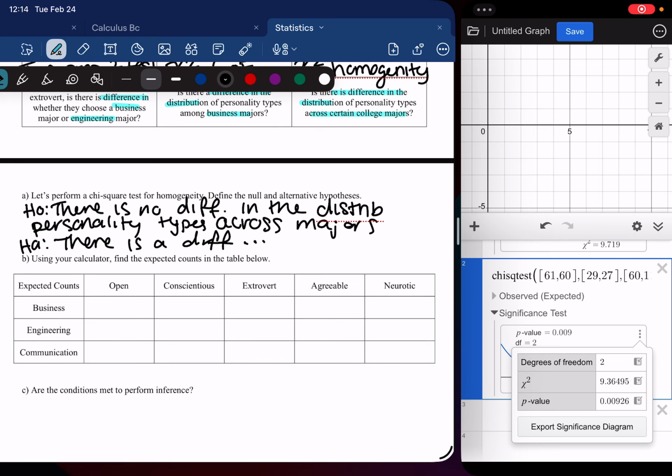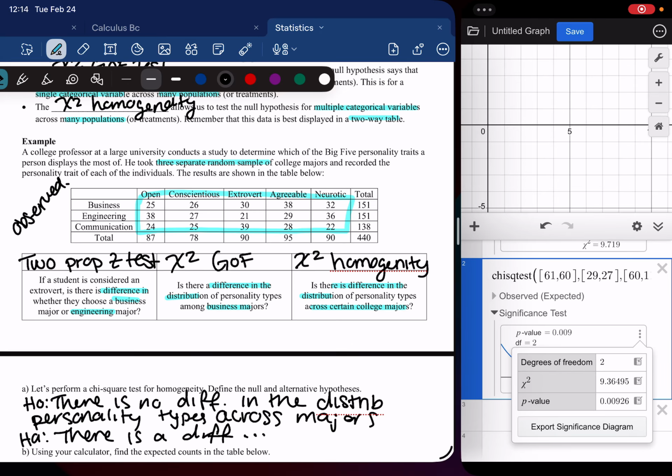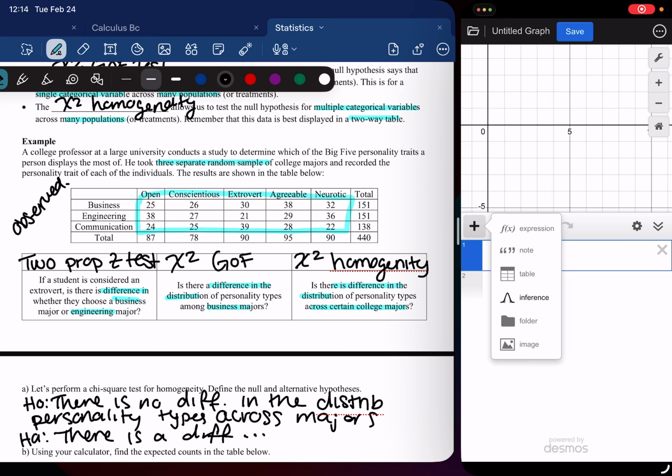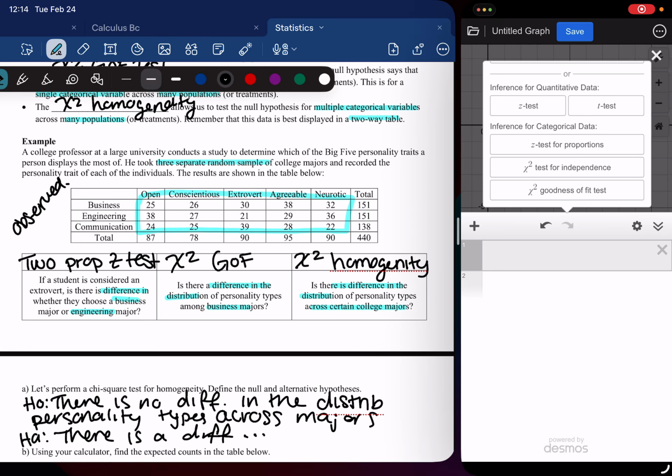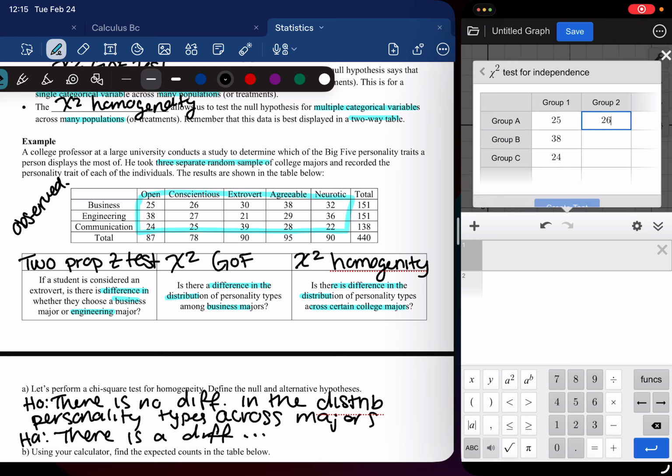Okay, then it says use your calculator and find the expected count in the table below. So since we are doing a chi-squared of homogeneity, I am going to go to inference and click on which one? Independence. And I'm going to type in all my values from the observed table. Do I include totals? No. So go ahead and type everything in. Everyone should have their Chromebooks open. Everyone should be working on Desmos.